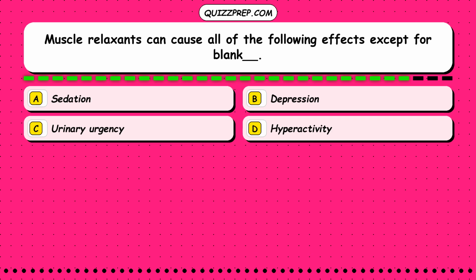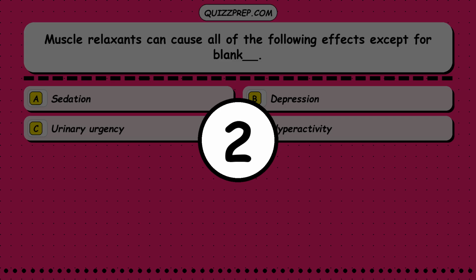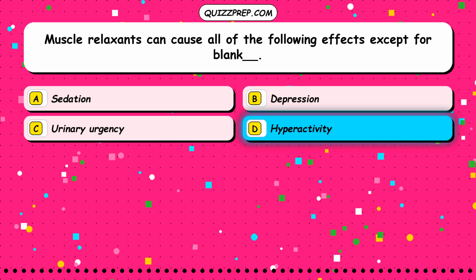Question 150. Muscle relaxants can cause all of the following effects except for blank blank. Option A, sedation. Option B, depression. Option C, urinary urgency. Option D, hyperactivity. The correct answer is option D, hyperactivity.